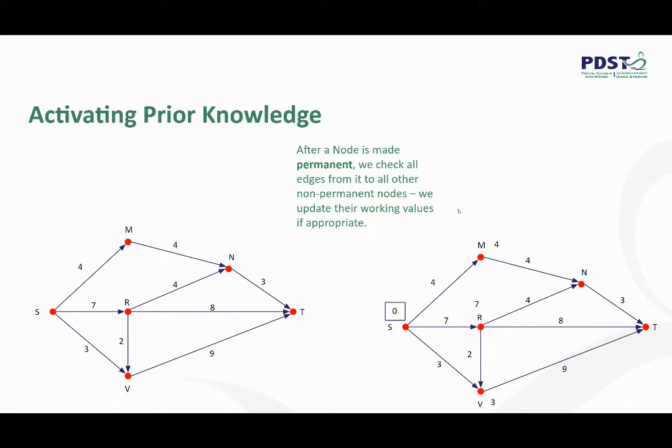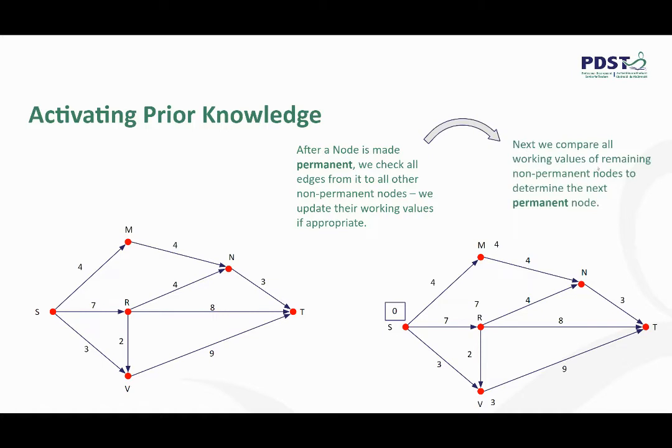So we must figure out what we do next. After that, we compare all working values of remaining non-permanent nodes. Non-permanent ones are ones that have a working value. So we have a choice of 4, 7, and 3. We identify whichever one is the smallest, and that'll be our next permanent node. Between 4, 7, and 3, 3 is the smallest, so that's our next permanent node. We draw a box around it, and that's made permanent. That means it can't be revisited, and that is the smallest, shortest value to get from S, wherever you started, to that particular node.